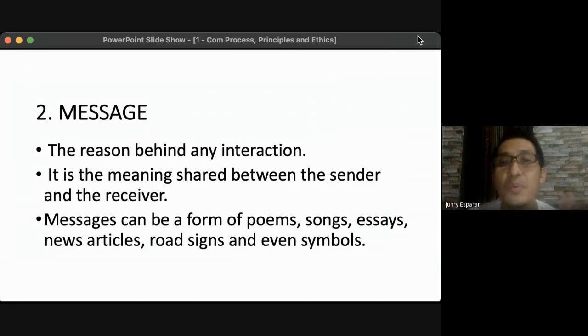Those poems, songs, essays, and articles have hidden meanings, especially if you know the material is dealing with some social issues. So it's very interesting to study those things, and we can only probably interpret the right message if you use your critical thinking. That's why it's very important to know the real meaning or essence of that particular article, for instance.